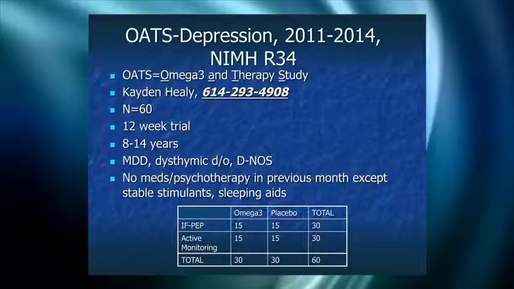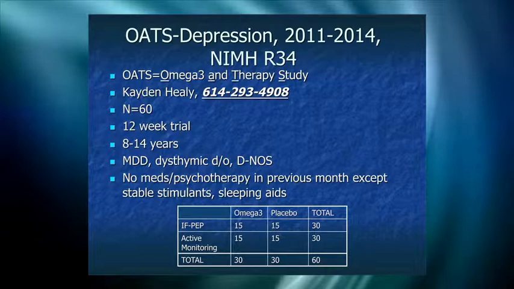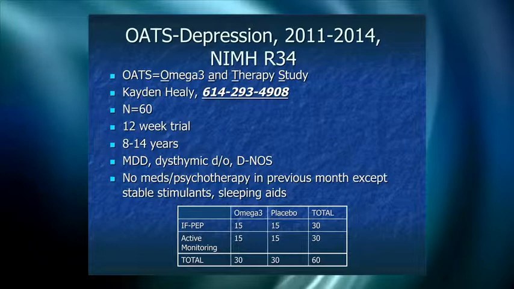Some resources. I'm going to put a plug in for families everywhere to participate in clinical trials because it's a great way to get comprehensive assessment, probably more than you'll get in almost any other setting, and oftentimes free treatment. And we have two studies that we have just started at OSU. We call them the OATS trials. They're parallel design omega-3 and therapy studies. In each of these studies, we're enrolling 60 kids. It's a 12-week trial for 8 to 14-year-olds.